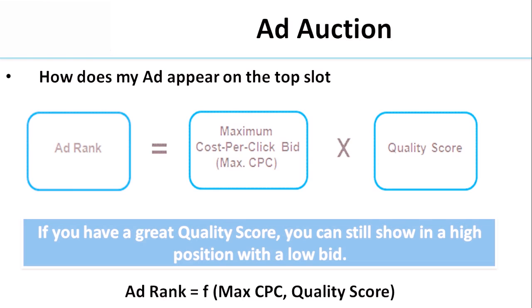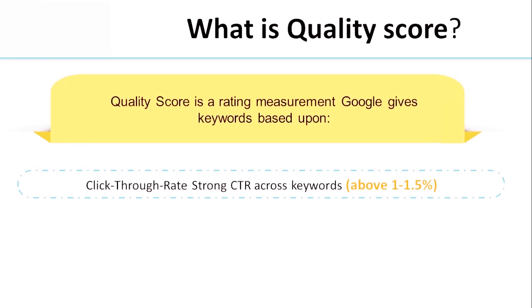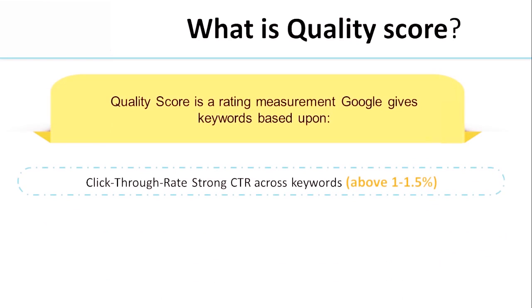So ad rank is the outcome of maximum CPC and quality score, and there are many factors which are responsible for a good quality score, and that will impact your ad rank value also. Now let's understand a little bit about quality score. Quality score is a rating measurement given by Google based on click-through rate. That is, a strong CTR across the keyword will rank you higher, and it should be above 1 to 1.5%.